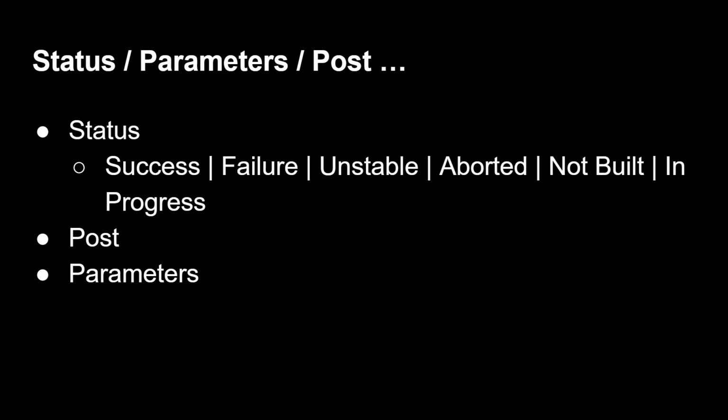Aborted is when the build was manually or automatically aborted before it completed. Not built is when no build was executed, which means it can be a disabled job or it can be a skipped stage, right? And finally there is in progress, which means a build is currently running.